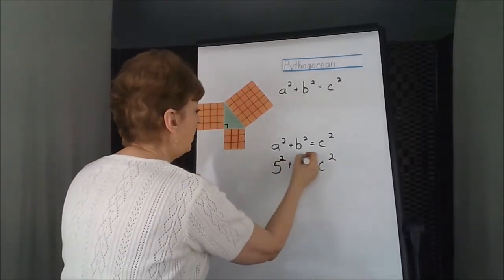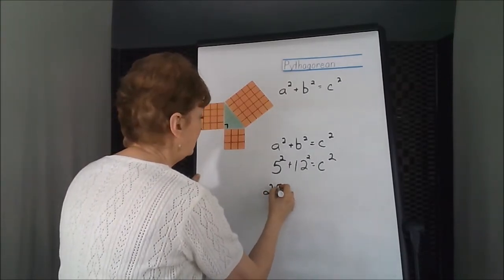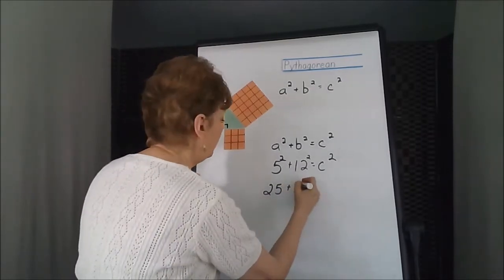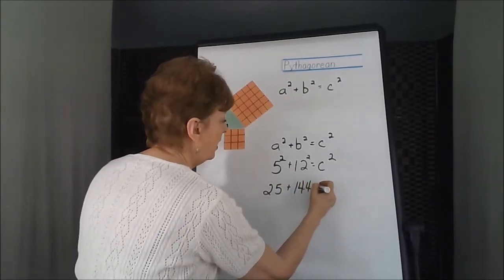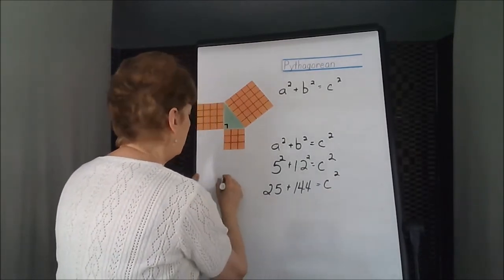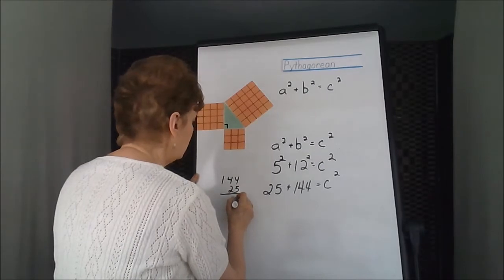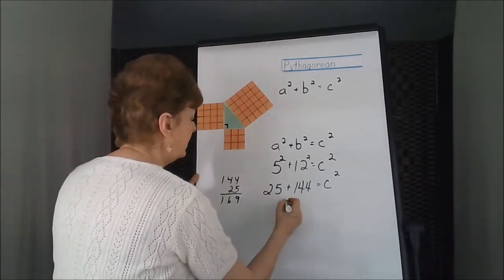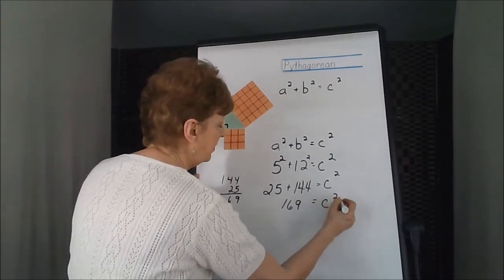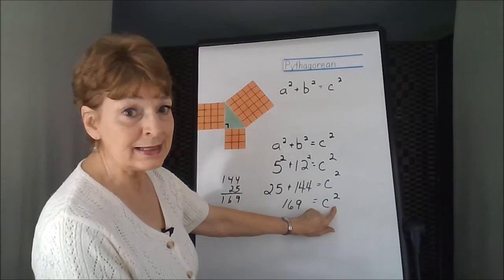Well, let's square these. 25 plus 12 times 12 is 144, and that would be equal to c squared. So 144 and 25 gives us 169, which is equal to c squared. Now we've got to figure out what only c is.